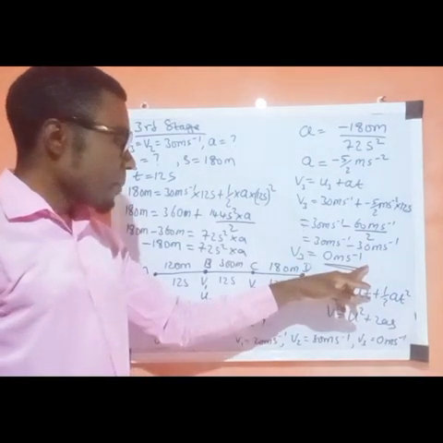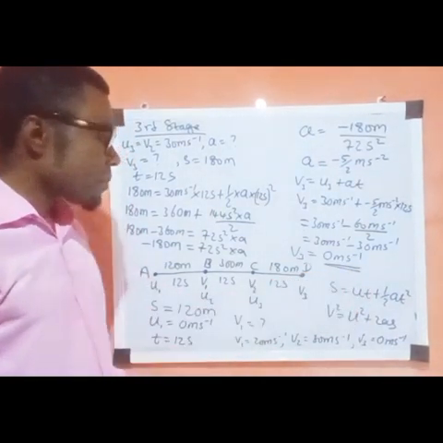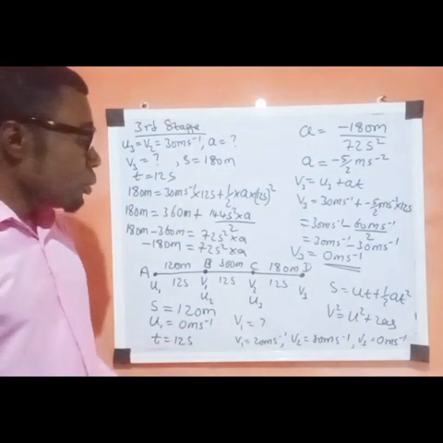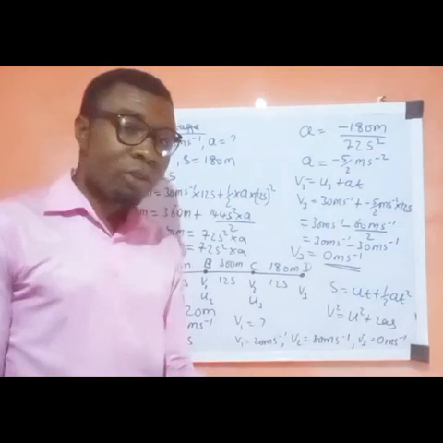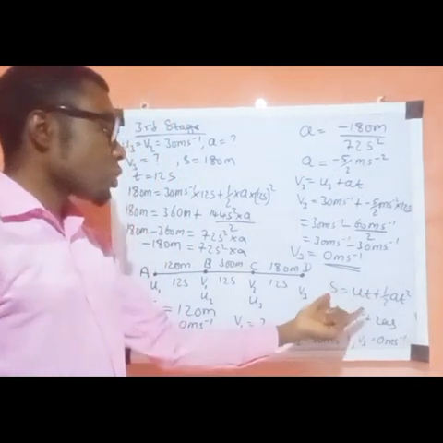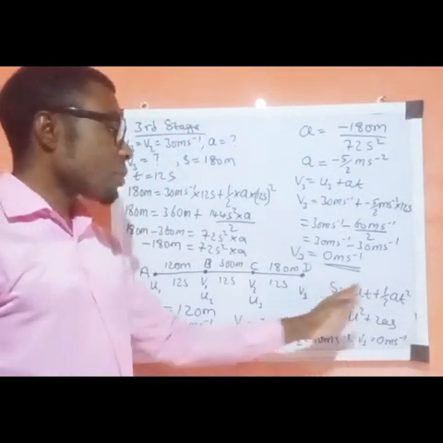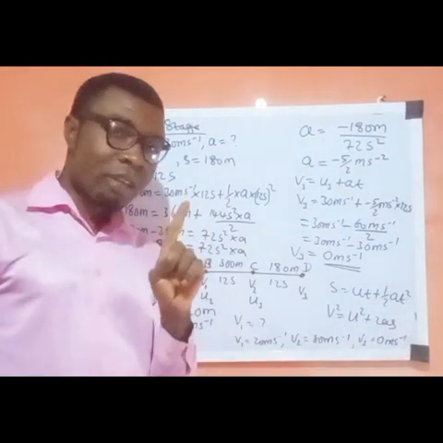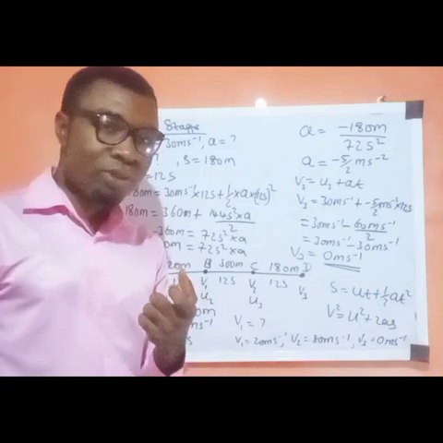So you can see how we are able to achieve that. I told you, for any of the equations, all you need to do is find out which equation has all the needed parameters and one unknown. That is the one you're going to use.